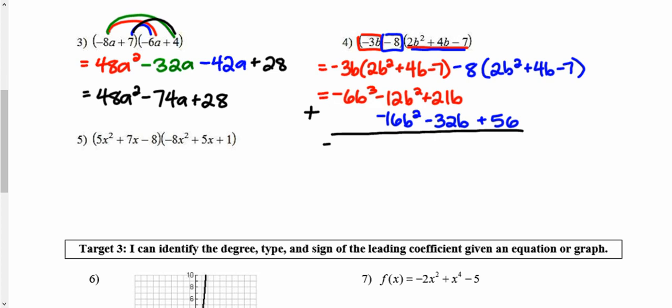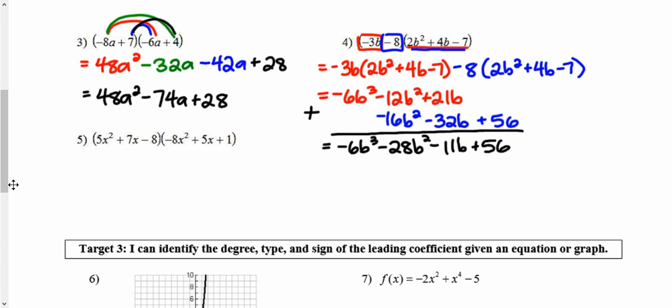So I have negative 6b to the third. And then when I add down here, I get negative 28b squared. And then 21 minus 32 would be 11, negative 11b plus 56.